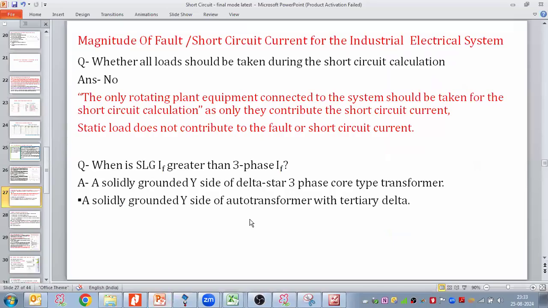And second question: when is the single line to ground fault greater than the three-phase fault? I think we have already seen this, the grounded star side of a delta transformer. This we have already seen, right?